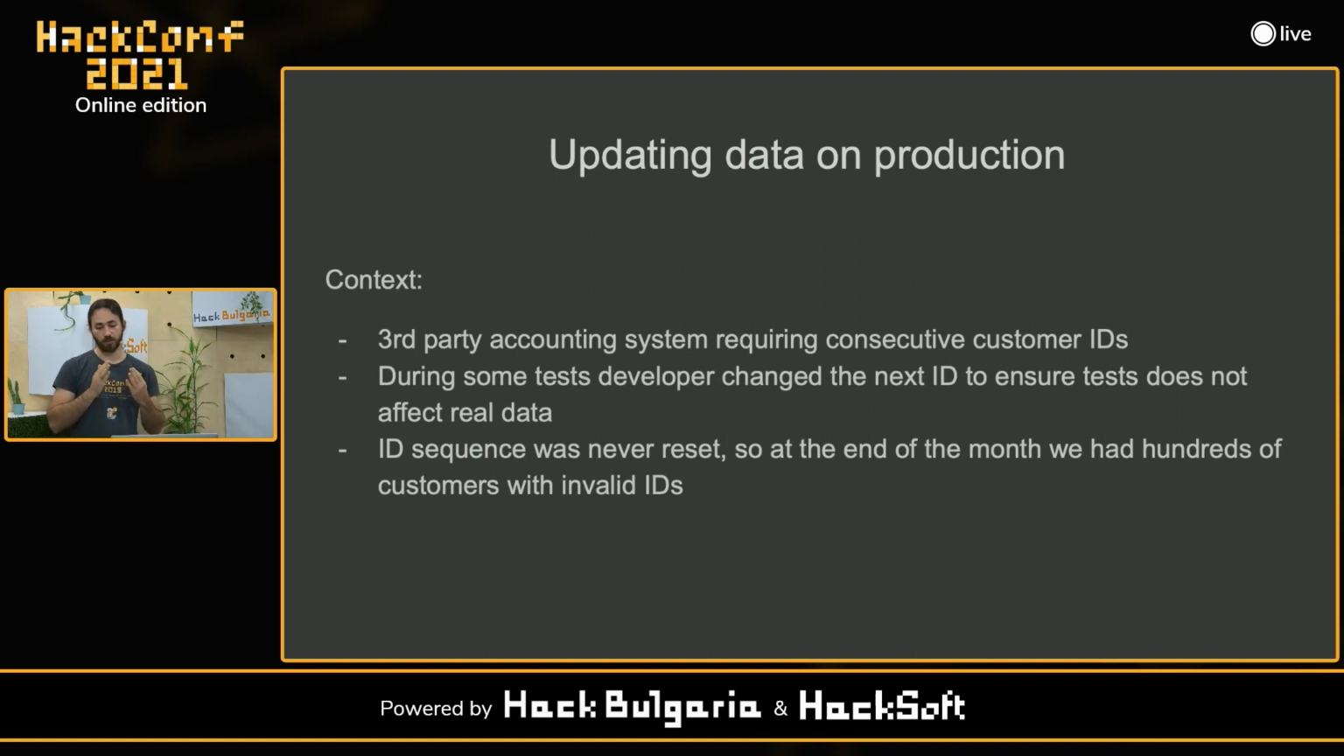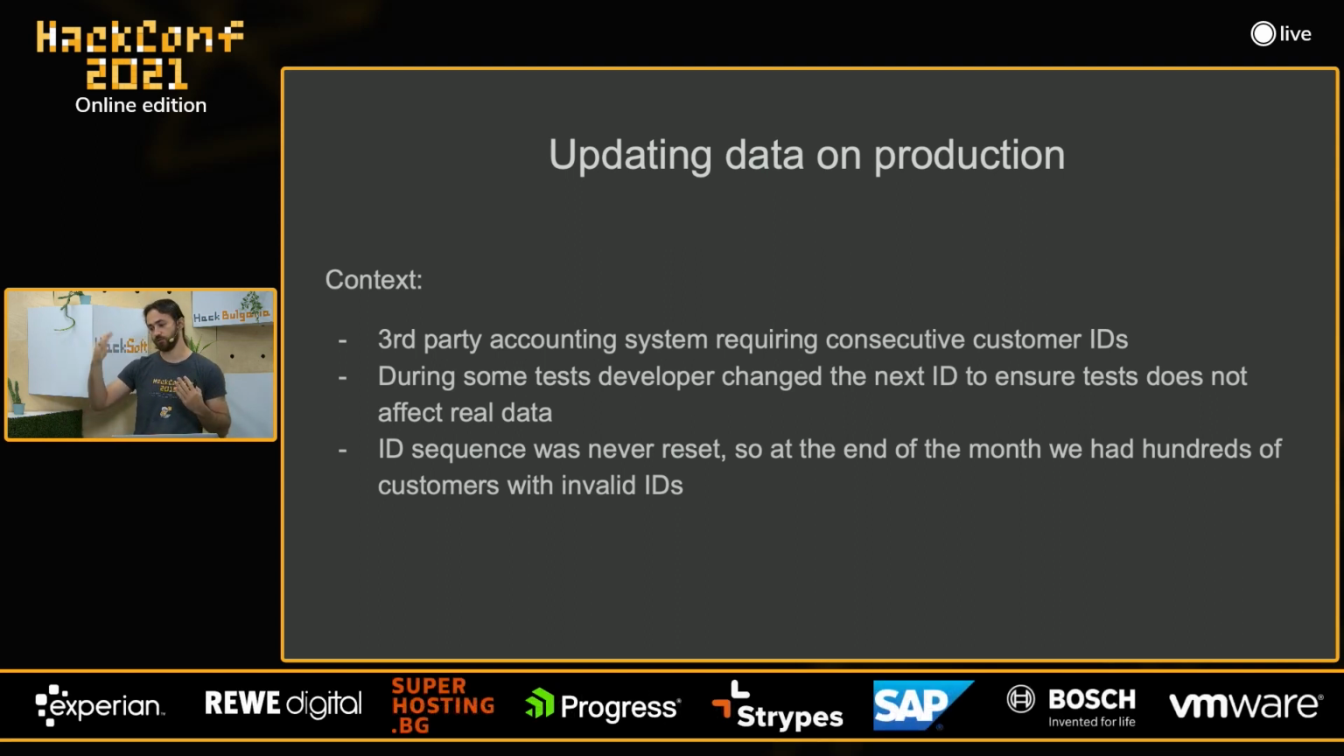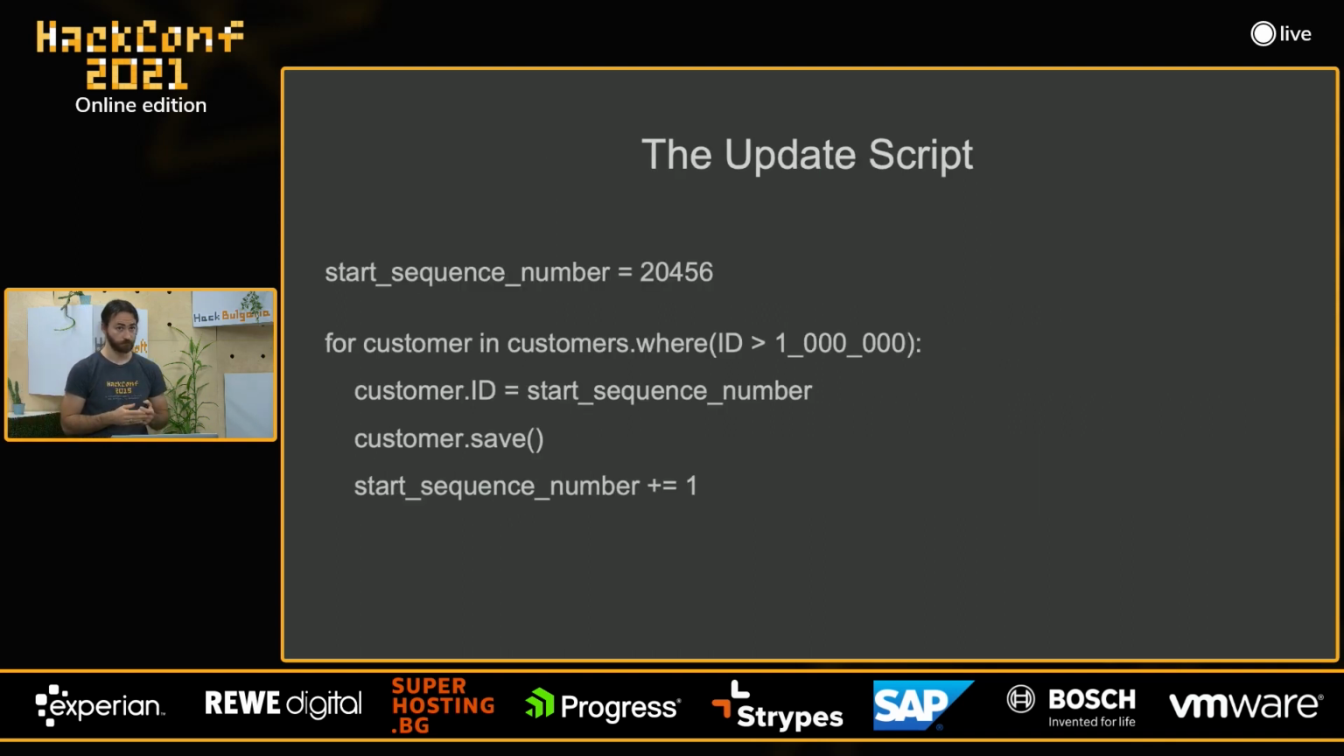and in order not to mess with the accounting logic, they just changed the next ID to ensure that the next customer ID would be created with a far greater number, and it could always be removed and cleaned up after the test was done. The problem is that the sequence was never reset after the test was finished. So at the end of the month, we had hundreds of customers with invalid IDs. And because this is accounting, you can't just say, I'll start from this point on. No, you actually need to roll back everything.